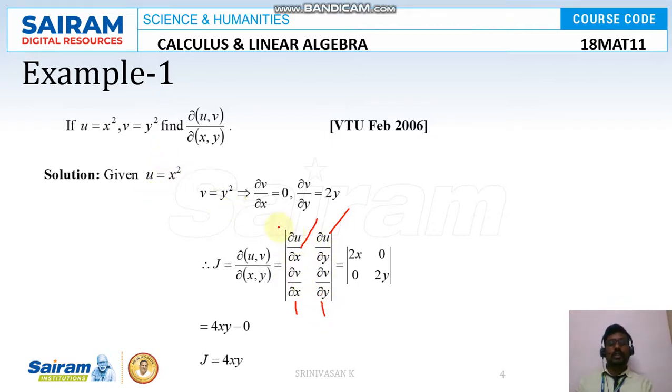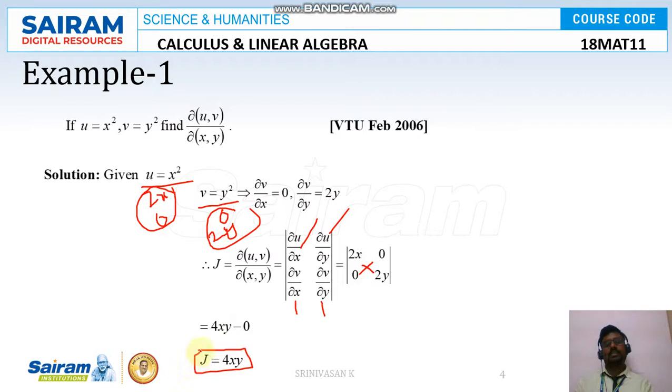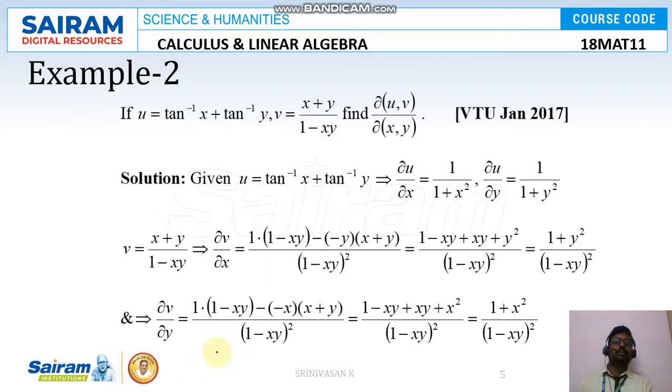So what is dou u by dou x? Given u equal to x square, v equal to y square, dou u by dou x is 2x. What is dou u by dou y? There is no y, so 0. What is dou v by dou x? 0. What is dou v by dou y? That is 2y. Now substitute all values in the matrix. The normal matrix cross multiplication gives 4xy minus 0. So the Jacobian is 4xy. That's all. This is a very simple problem, and next we'll discuss the next problem.